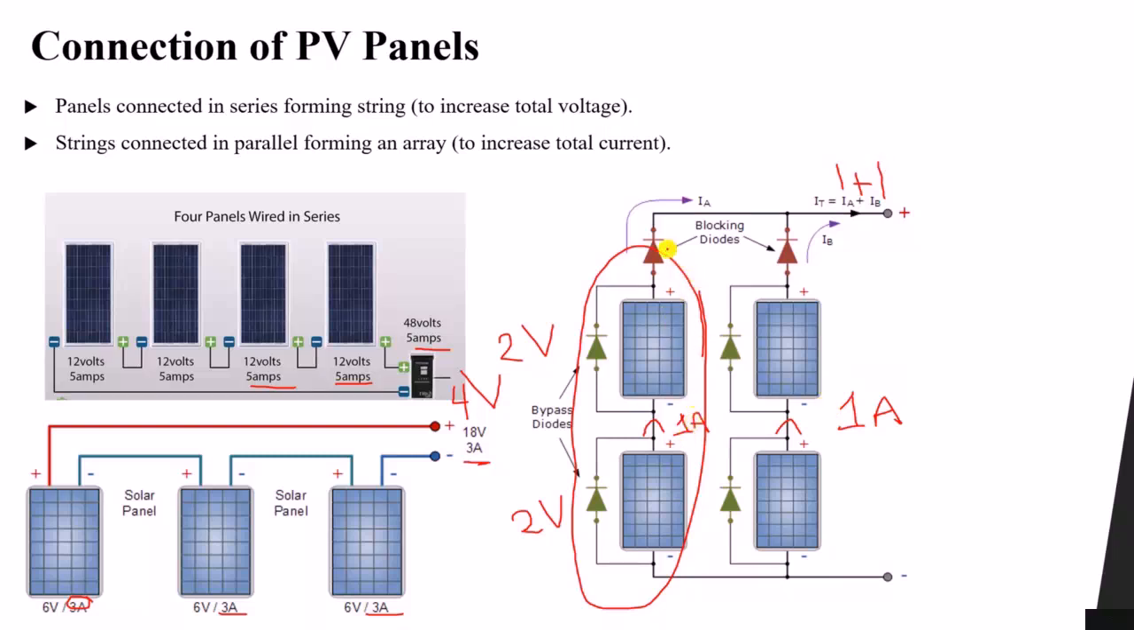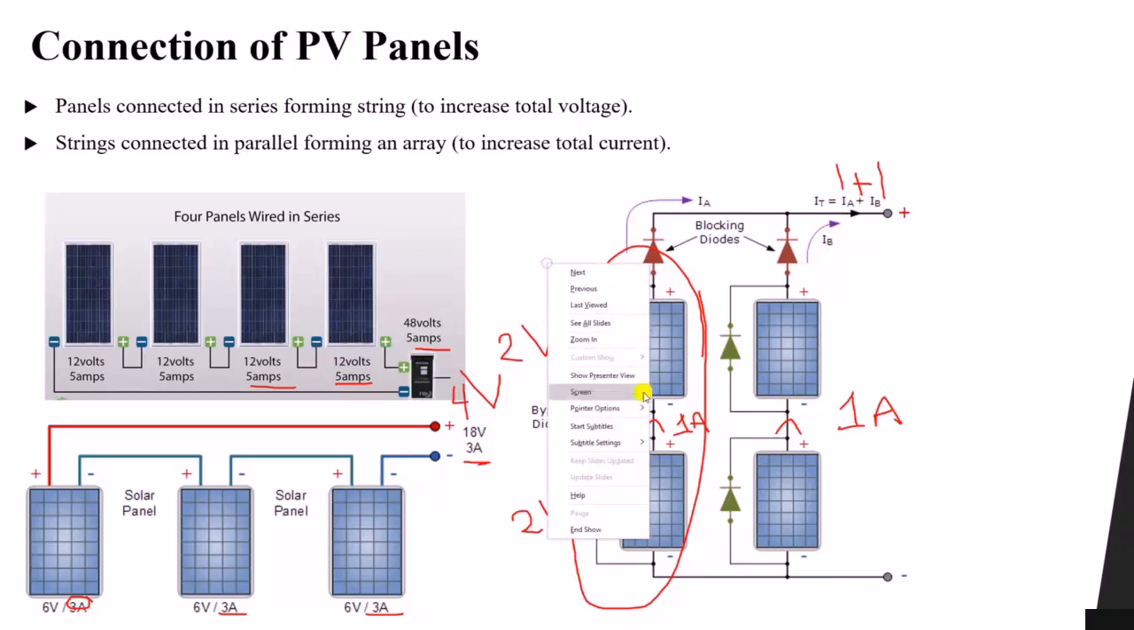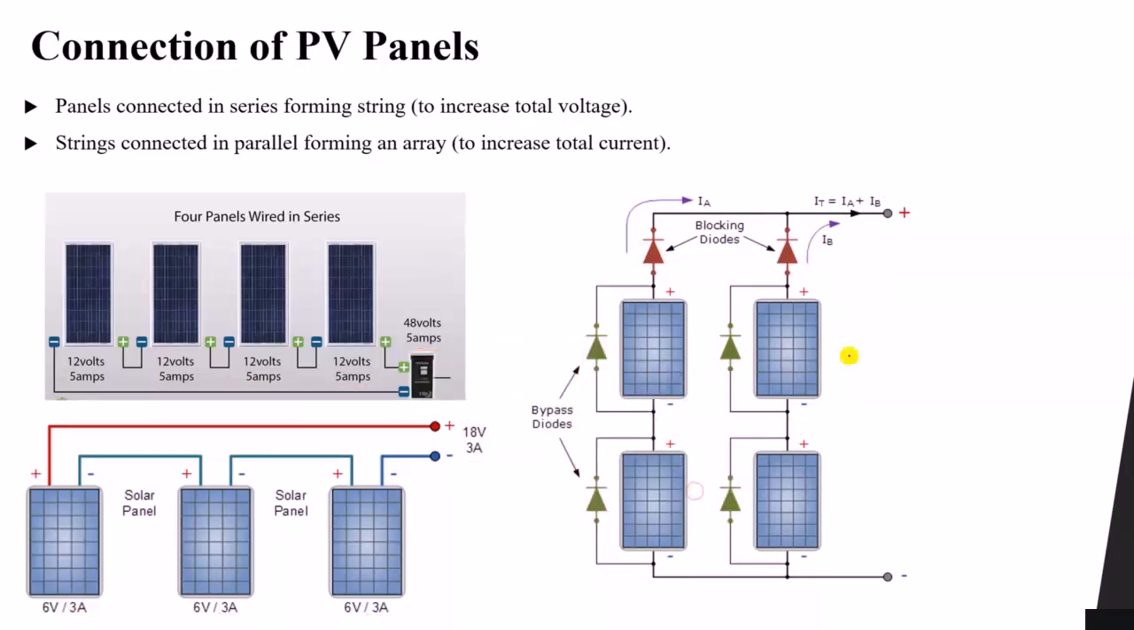So as you can see, series connection, or formation of a string, which is a series connection of panels, means we are increasing the total voltage. Parallel connection of two strings or more means that we have an array and we will increase the total current. So I hope the idea is clear. Why do we connect in series and parallel? In order to increase total voltage and total current.